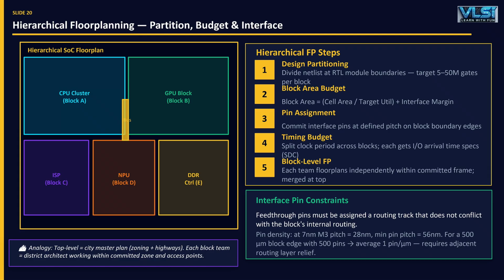Finally, let's talk about hierarchical floor planning. Because modern chips are too large to handle as one block, imagine designing an entire city. You don't design everything at once. You divide it into zones: residential, commercial, industrial. Same thing here. A chip is divided into blocks: CPU, GPU, memory, IO, etc. Each block is floor planned separately. Each gets its own area, constraints, and timing budget. Then all blocks are integrated.